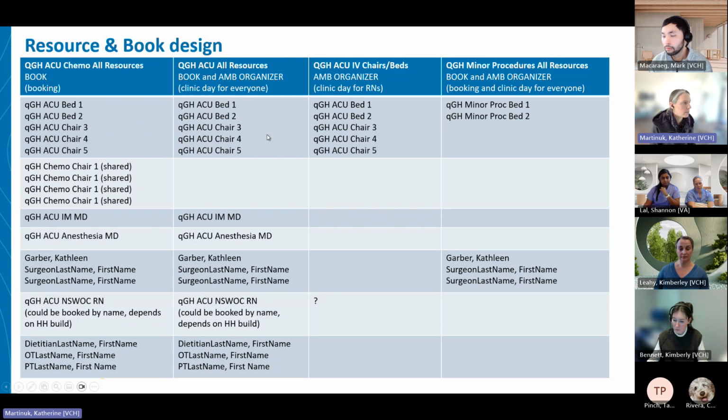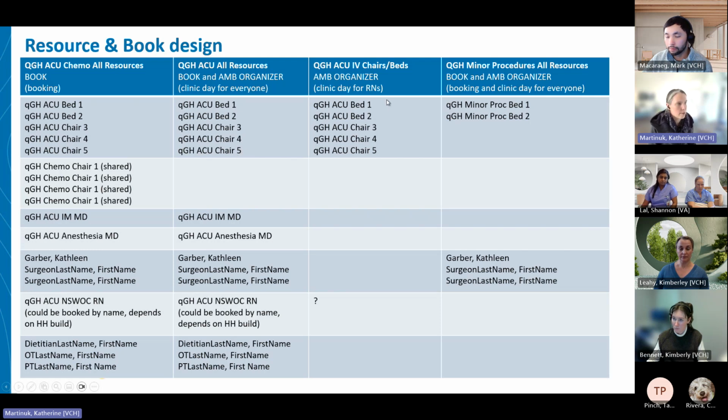So that's the all resources book. We also are going to have a book that's just for ACU on clinic day. On clinic day, we don't care about what's happening in the chemo chairs, right? That's oncology's responsibility. So I'm going to make another book and an ambulatory organizer group that has everything except the chemo chairs. So you can see from the nursing side or from the clerical side what's happening today across all of our resources, but that's still a really big view.